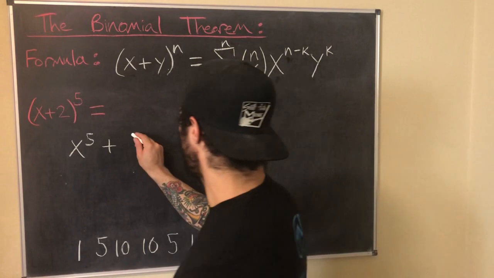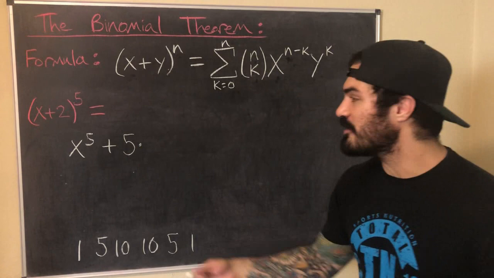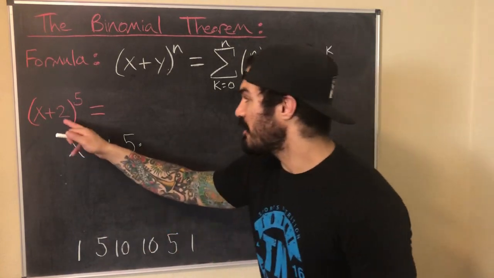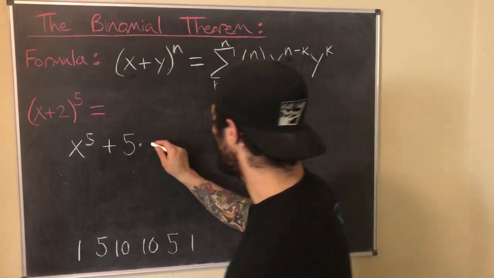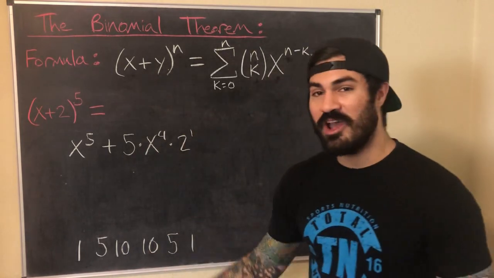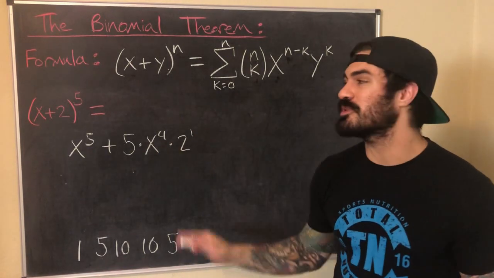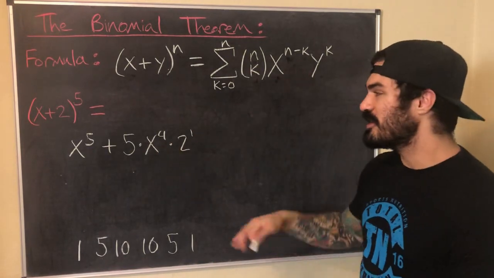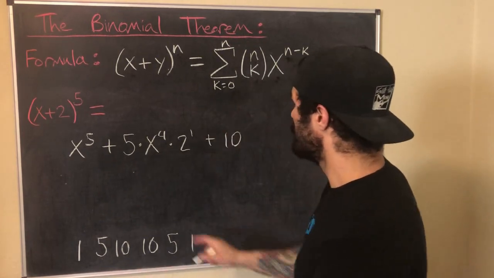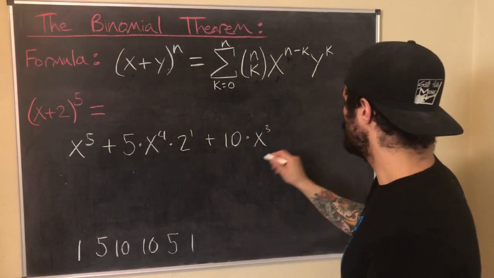Plus, now we have a 5 times x to the fourth. Remember the pattern? The powers of x are going to decrease throughout each term, and the powers of 2 are going to increase. So I'm going to have 5 times x to the fourth times 2 to the first. And now we can continue this pattern by using these numbers and this pattern. We can continue this without even having to really look at the formula. That's why I like noticing these patterns, because next we can just say, okay, well, let's put the 10 there, let's do x to the third, and let's do 2 to the second, right?